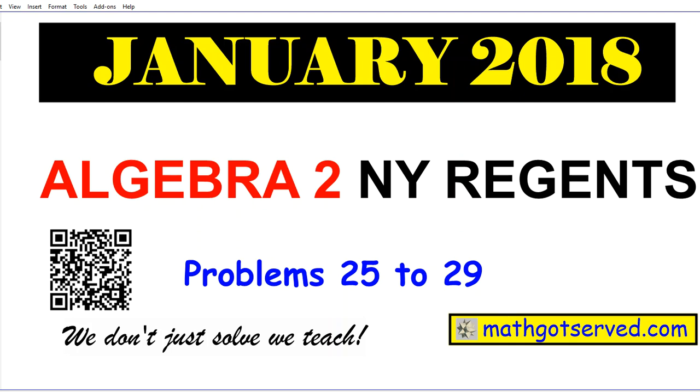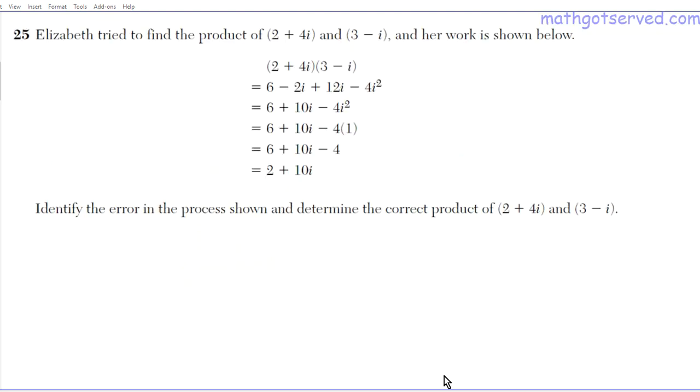In this clip, we're going to be going over problems 25 to 29 of the January 2018 Algebra 2 New York Regents exam. Alright, let's take a look at question 25. It reads, Elizabeth tried to find the product of 2 plus 4i and 3 minus i, and her work is shown below. So we have Elizabeth's work right here. Question: identify the error in the process shown and determine the correct product of 2 plus 4i and 3 minus i.